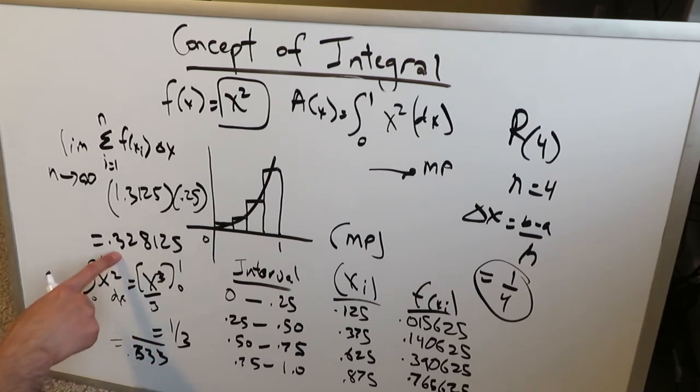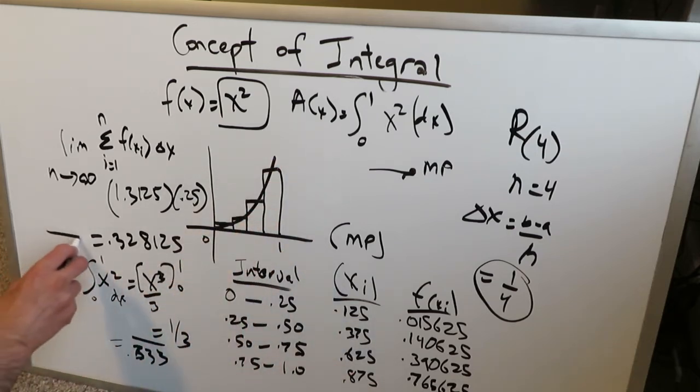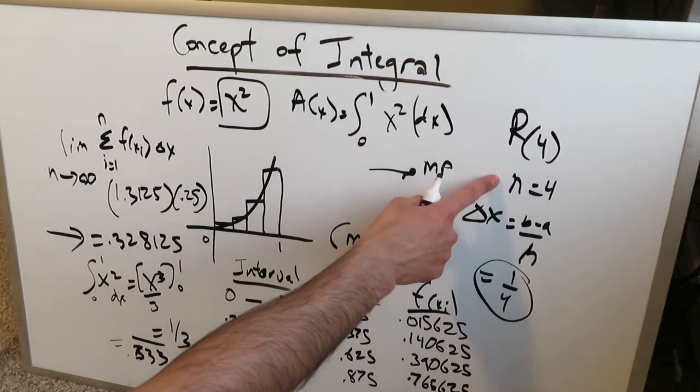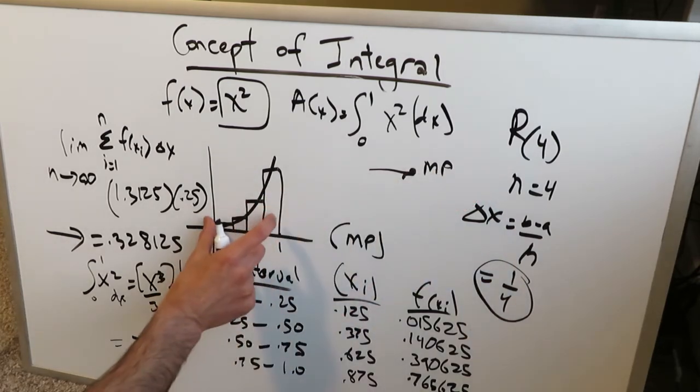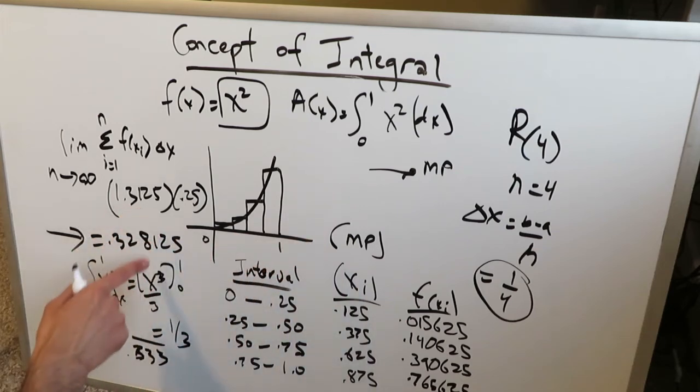But look, we're kind of close to it. We have 0.328125, but the true value is 0.333. The area under this curve from 0 to 1 is 0.333 repeating. But we're getting a calculated Riemann sum value of 0.328125. Why? Because n is a small number here, we used only 4 approximation rectangles. If you had used like 100 or 1,000, we would have gone very close to this 0.333, and we would have had a very accurate answer.